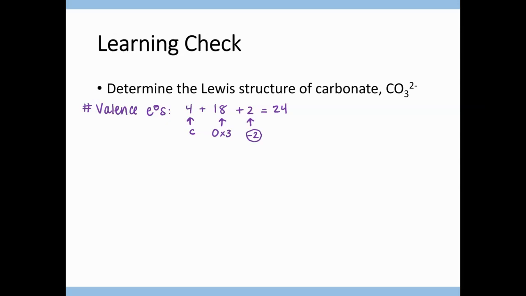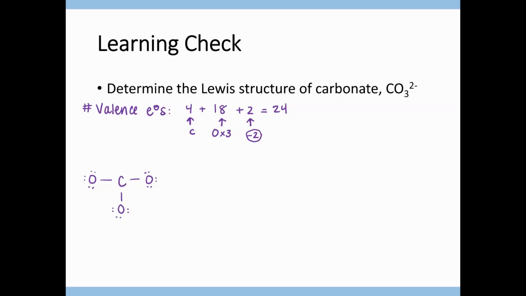Okay, let's go through this. We'll draw one structure here. We have carbon, which creates 4 bonds. We draw 3 bonds, 1 bond to each oxygen. That takes care of 6 valence electrons, but we have 24, so we have 18 remaining. We can distribute them to the outer atoms, and that takes care of all 24 electrons. So this is a valid Lewis structure.